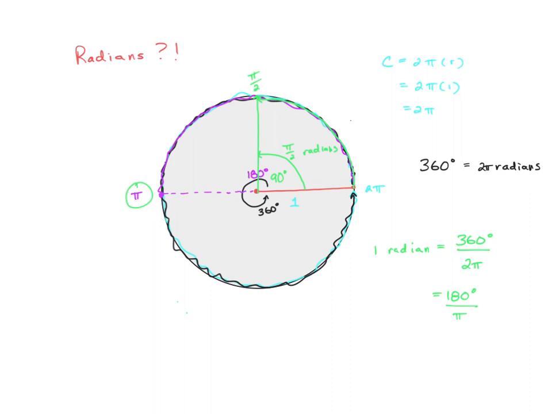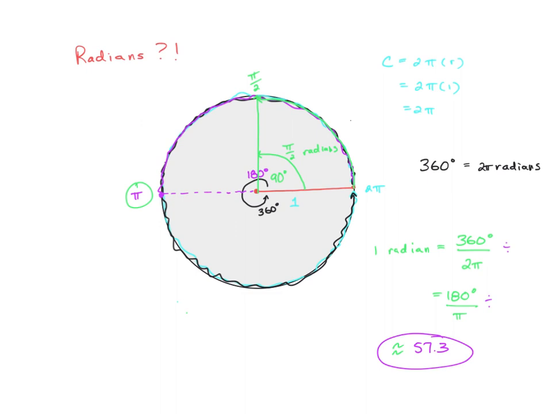We could come to this conclusion that this angle measure, if I did 360 divided by 2 pi, or 180 divided by pi, I could come to an estimate that the measure of 1 radian in degrees is about 57.3.